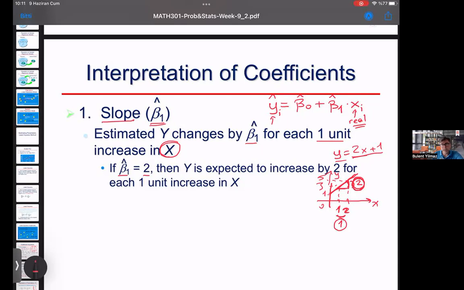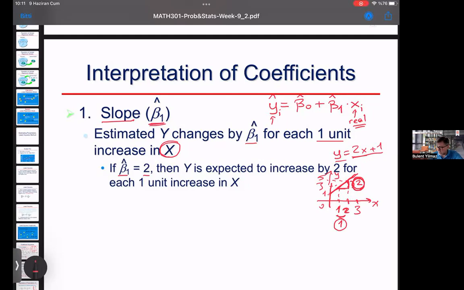How much my output, or dependent variable, will change when I increase x by 1 unit. If x goes from 2 to 3, it will again be 2. From 3 to 4, it will again be 2. So a 1 unit increase in x will create a 2 unit increase in y. Okay, so that's what beta 1 is used for.